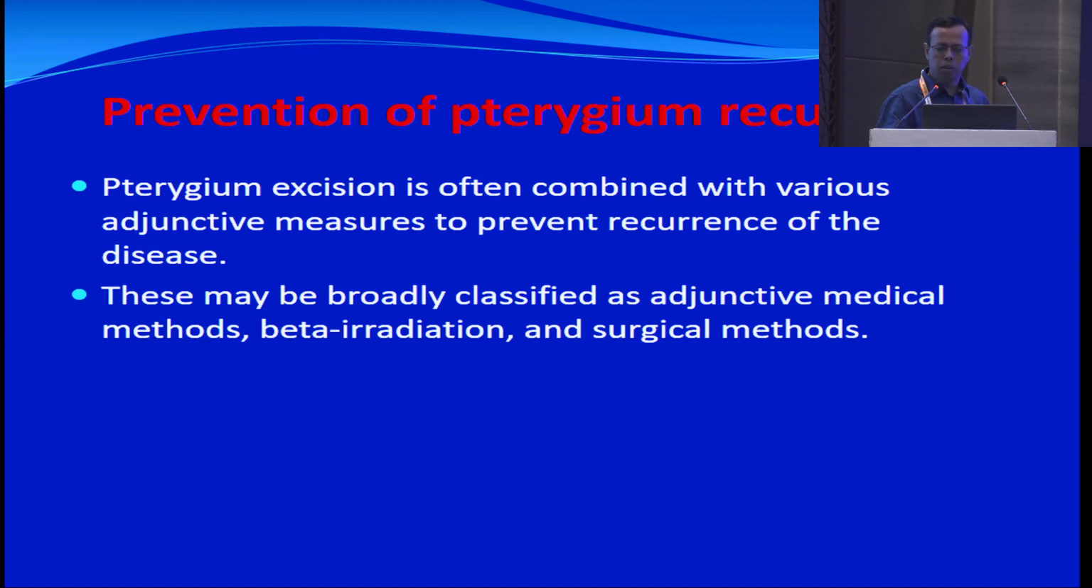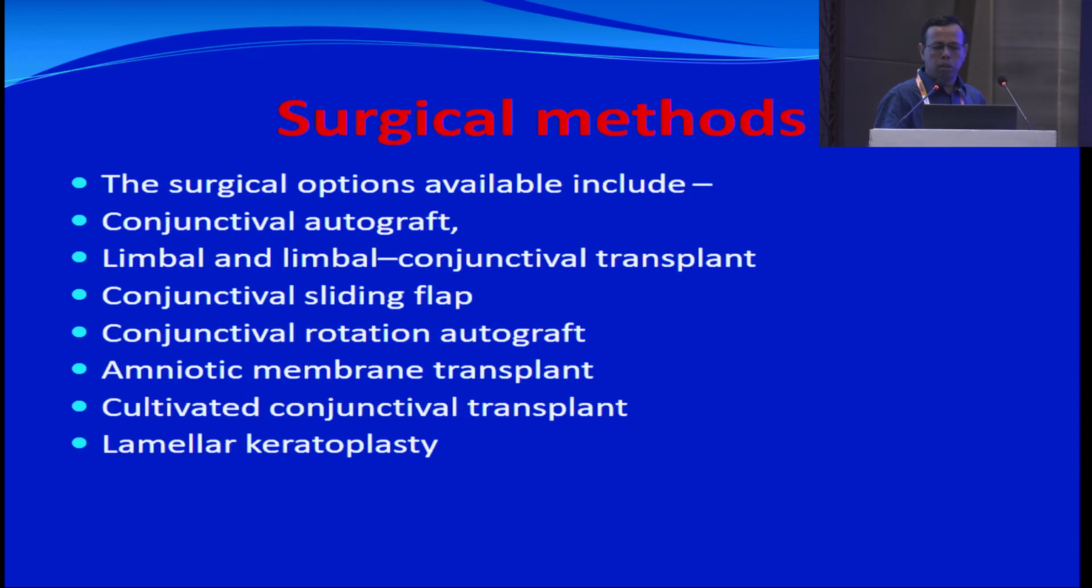So all the adjunctive therapy has been discussed by the last speakers. So the surgical methods basically include the conjunctival autograft. It could be the limbal and limbal conjunctival transplants. It could be the conjunctival sliding flaps, or even the conjunctival rotation autograft, amniotic membrane transplant, cultivated conjunctival transplant, or even the lamellar keratoplasty sometimes required.